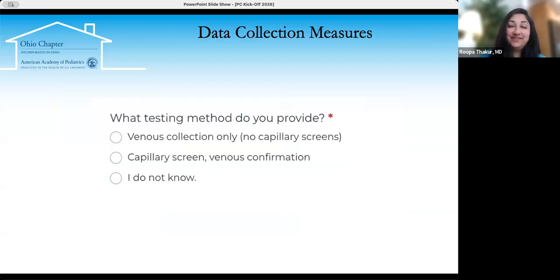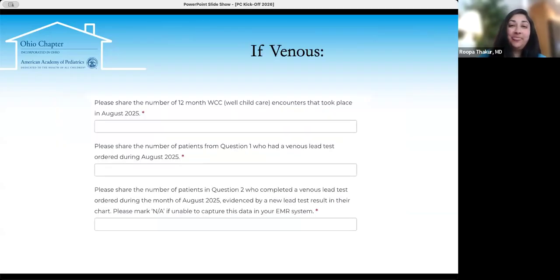Next slide. So we'll talk a little bit more about the data collection piece. You'll first be asked what testing method you currently use, because this will affect what data will be useful for your quality improvement initiative. So you can mark venous collection only, capillary screen with venous confirmation, or that you don't know yet. Next slide. And if you marked venous collection only, your next set of questions will look like this.